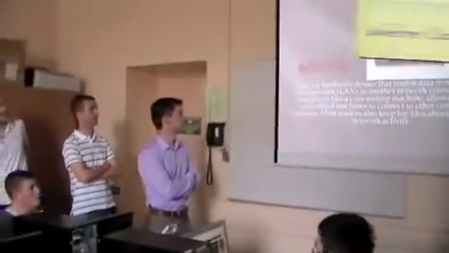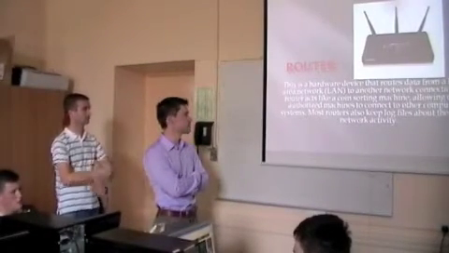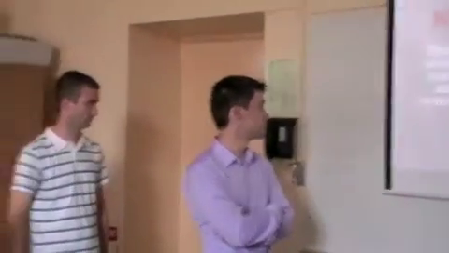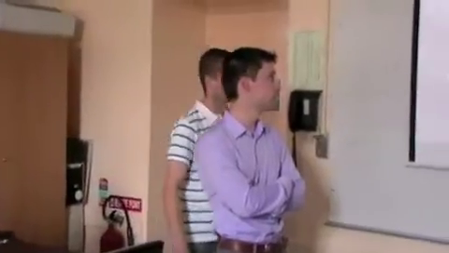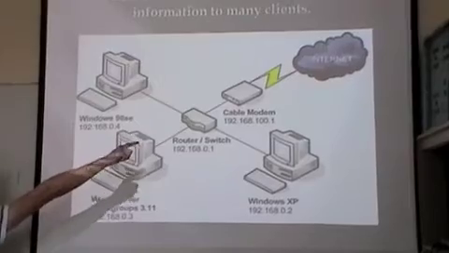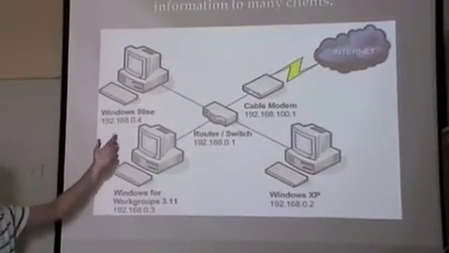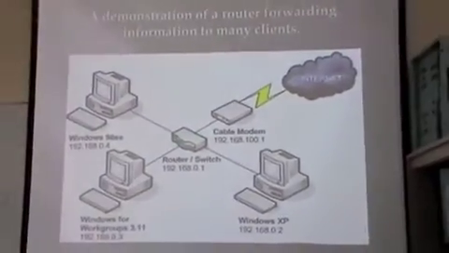Okay, so we'll talk about the router, which is shown in pictures. This is a hardware device that routes data from a local area network, LAN, to another network connection. The router acts like a gatekeeper, allowing only authorized machines to connect to other computer systems. Most routers also give log files about the local network activity. As you can see on the diagram, the internet signal is coming through the modem, and the router or switch is splitting the signal to different machines like PCs or video games, and they can also have different operating systems. So that's the little diagram.